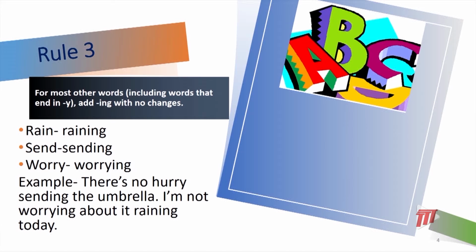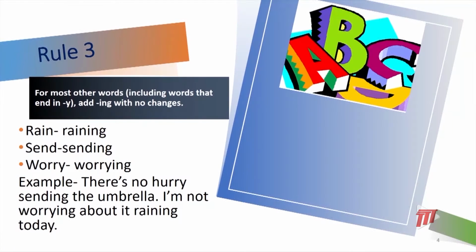W-O-R-R-Y-I-N-G. Notice, for other spelling rules, we change the Y to I and then we add the inflectional ending. However, that does not happen here when we add ing. We keep the Y at the end and then we add ing. In a sentence, these words would read, there's no hurry sending the umbrella. I'm not worrying about it raining today.